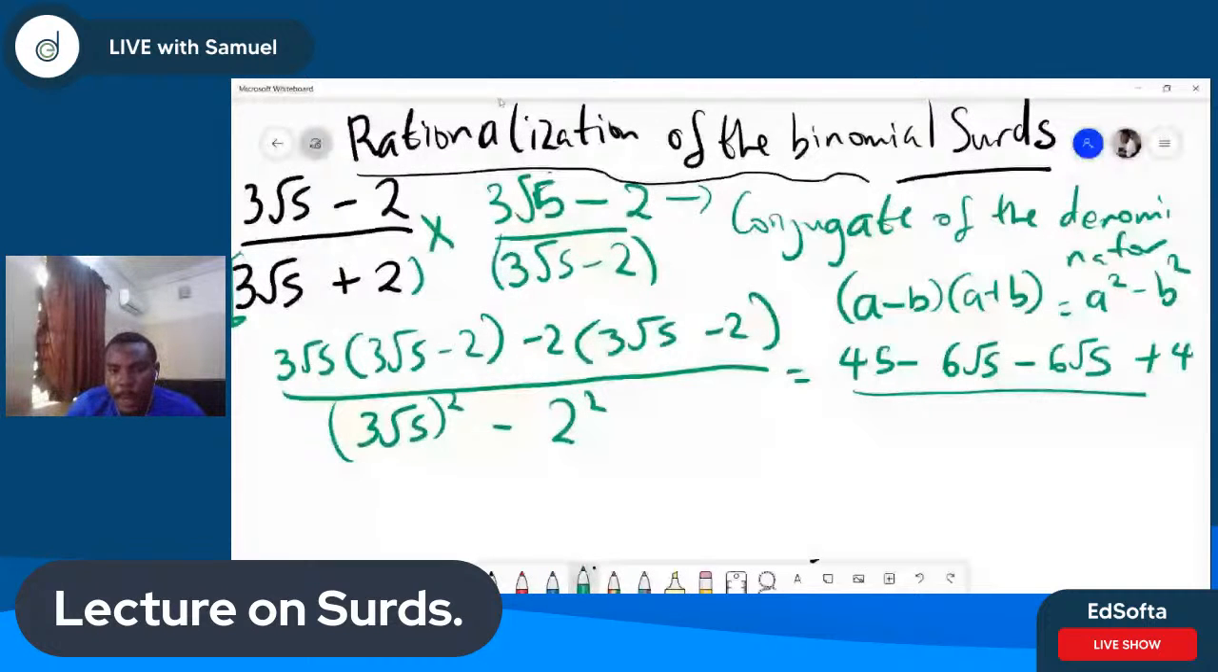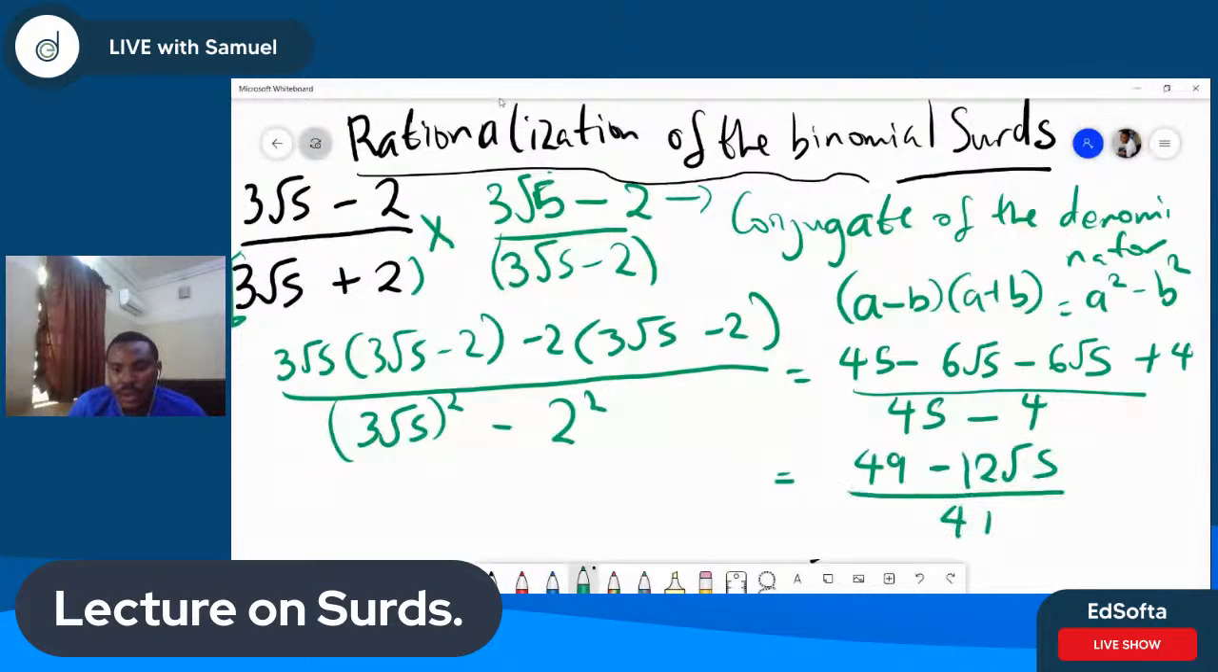So 3 squared times 5, that's what? 45, plus 4. So what do we have? We have 45 plus 4, that's 49, minus 6 root 5 minus 6 root 5, that's what? Minus 12 root 5, everything all over 41. And we have our answer.